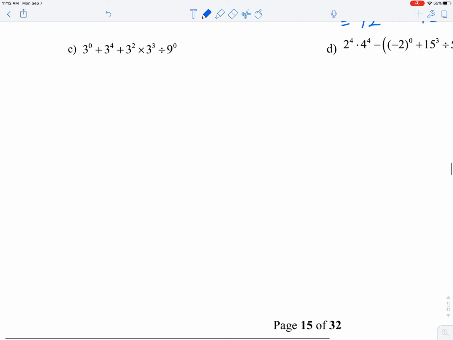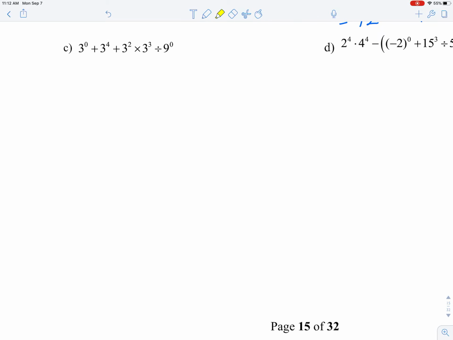Question C. We've got this term here that we're going to have to do the multiplying and dividing on before we do anything else. So let's see what we get. 3 to the 0 is 3, plus 3 to the 4 is 81, plus 3 squared times 3 to the 3 is going to be 3 to the 2 plus 3, because the bases match, so we added these exponents. And this is going to be divided by anything to the 0, which is just 1. So we're going to get 3 plus 81 plus 3 to the 5 divided by 1.